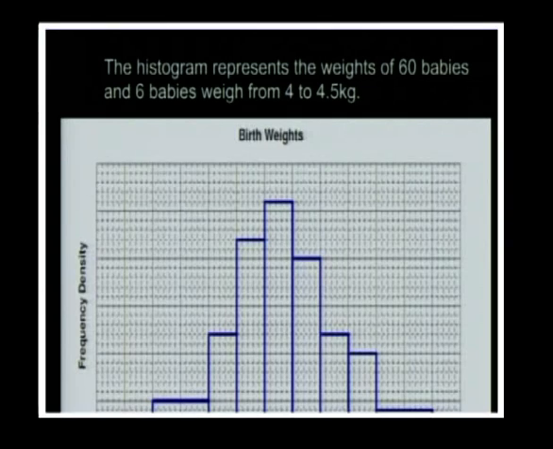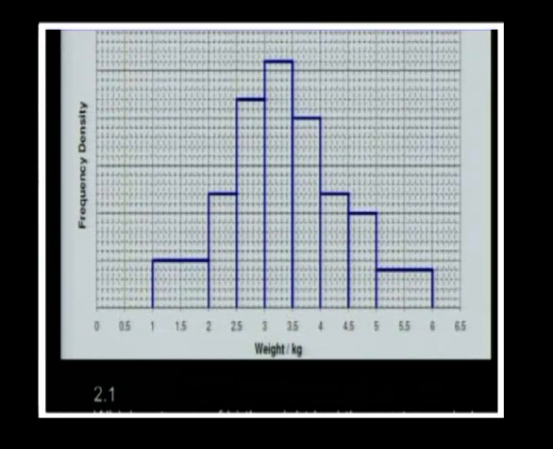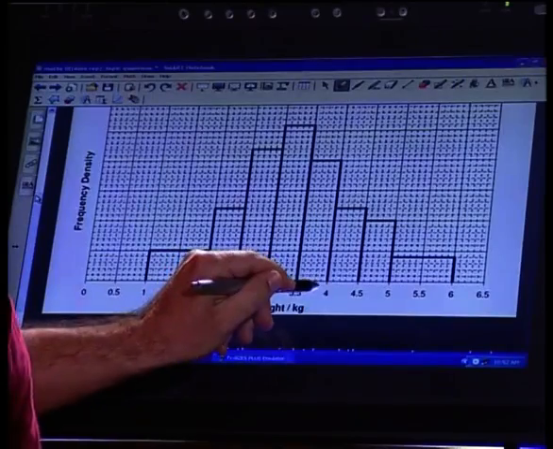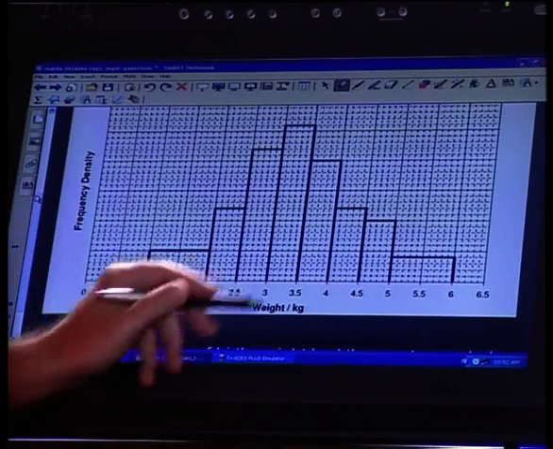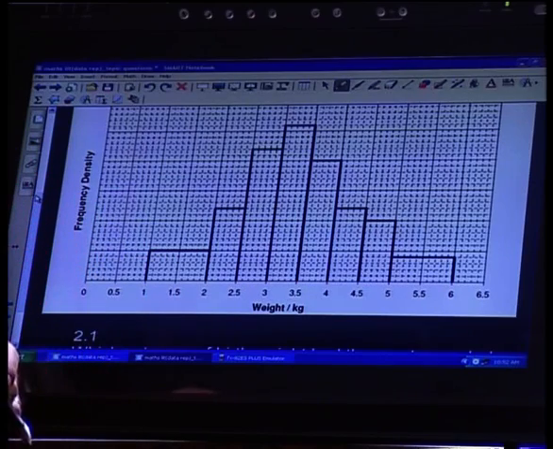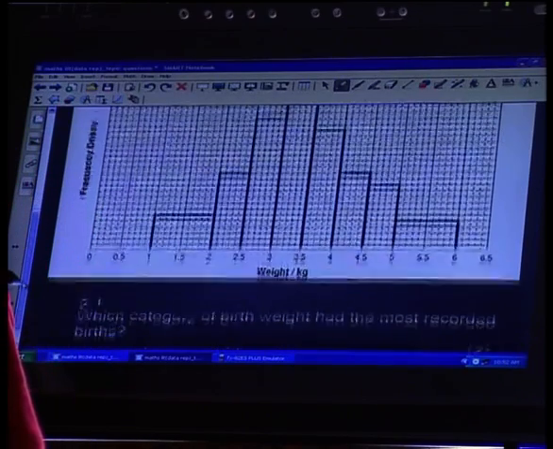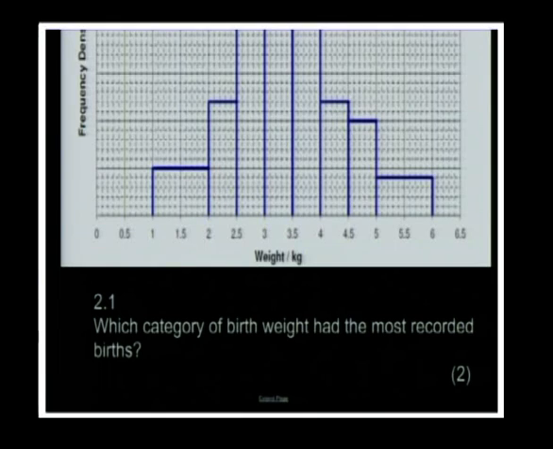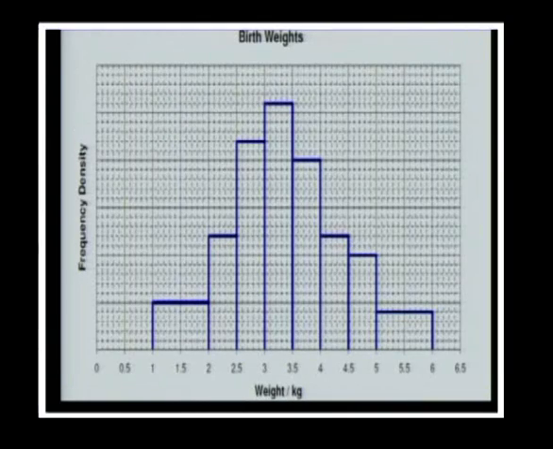The histogram represents the weights of 60 babies, and 6 babies weigh from 4 to 4.5 kilograms. So we have a total of 60 babies represented in this chart, and we know that from 4 to 4.5 kilograms, there are 6 babies represented over there. Now, part 1 of the question, or 2.1, reads, which category of birth weight had the most recorded births? Well, again, we're looking at the height of the bars in this chart.